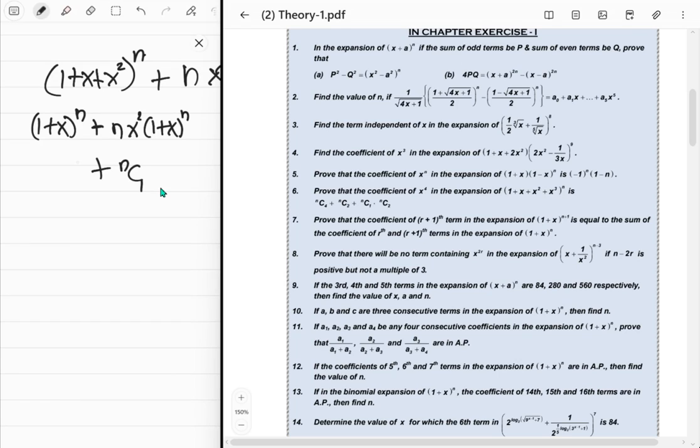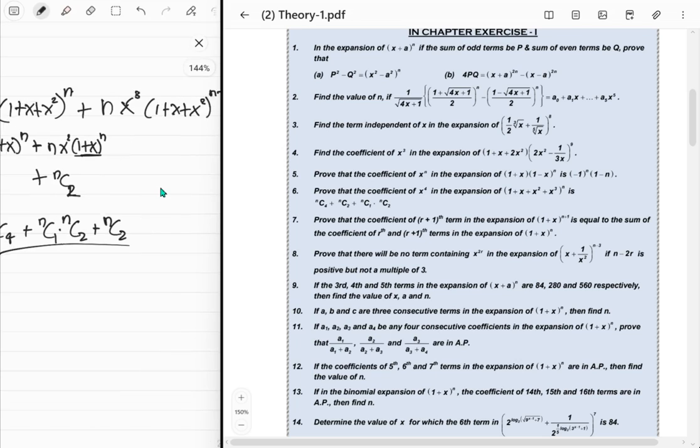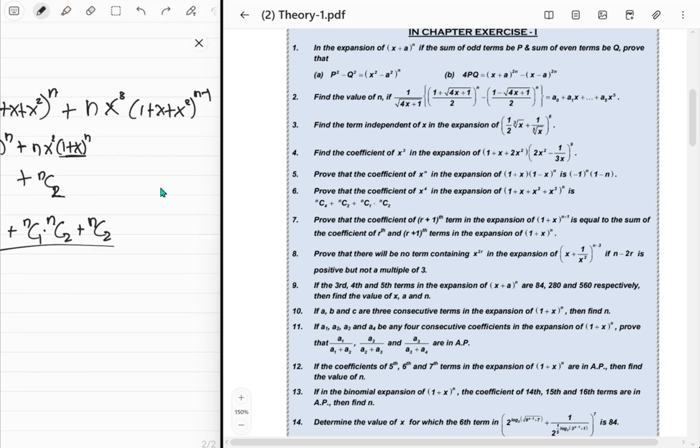Over here we just get nC4 as the x power 4's coefficient, and then plus, this is actually just nC1, sorry, it's supposed to be nC2 in that case. nC1, and then the x squared term from this expansion is supposed to be times nC2, okay, plus nC2. So that's from there, and then from this one I just want x power 1, right? Yes.